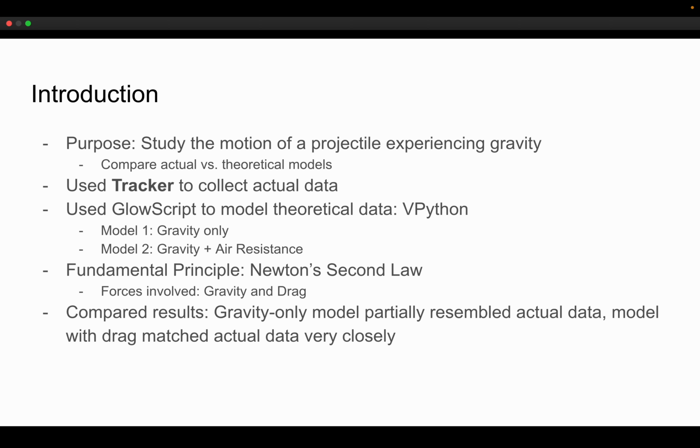The goal of this lab was to study the motion of a projectile and compare the experimental data to theoretical models. I recorded a paper ball being tossed and analyzed its motion in Tracker to get position and velocity data. Then I created two models in GlowScript, one with gravity only and another with gravity plus air resistance. Both were based on Newton's second law, which is force equals mass times acceleration, where gravity and drag are the two main forces involved in this experiment. By comparing the models, I could see how the model incorporating air resistance matched the actual data closer.